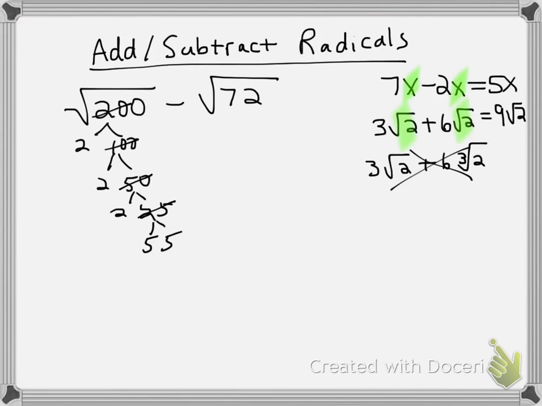Now remember, it's a square root, so I need sets of 2. Here's a set of 2, and here's a set of 2. I brought out 2 and 5, so this becomes 2 times 5, and then we still have that square root of 2.